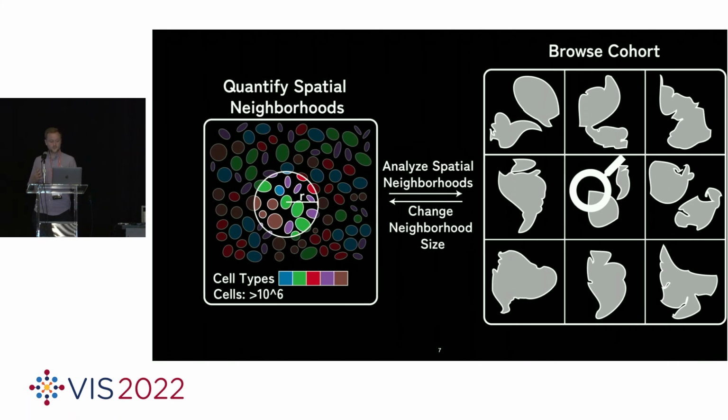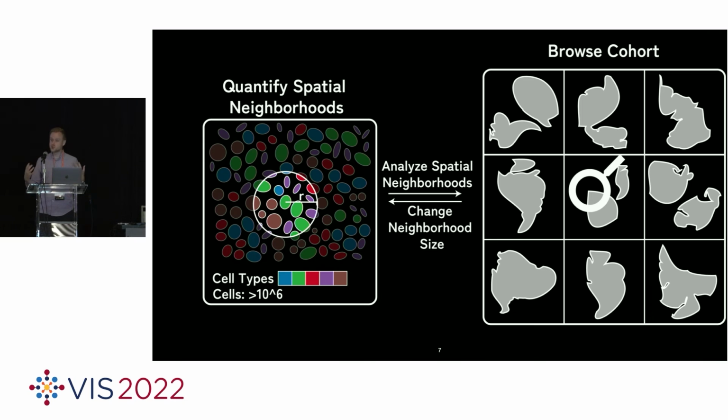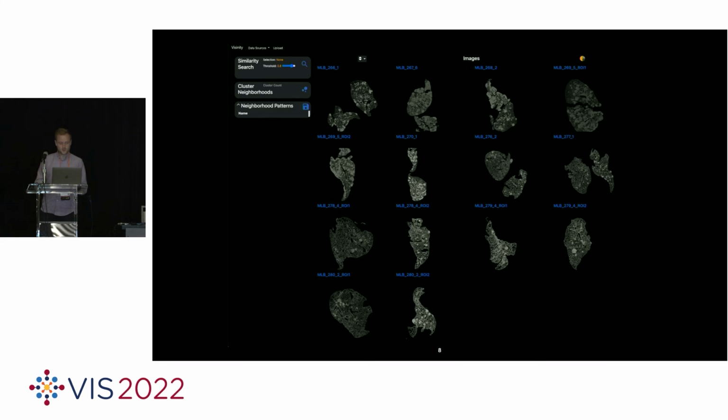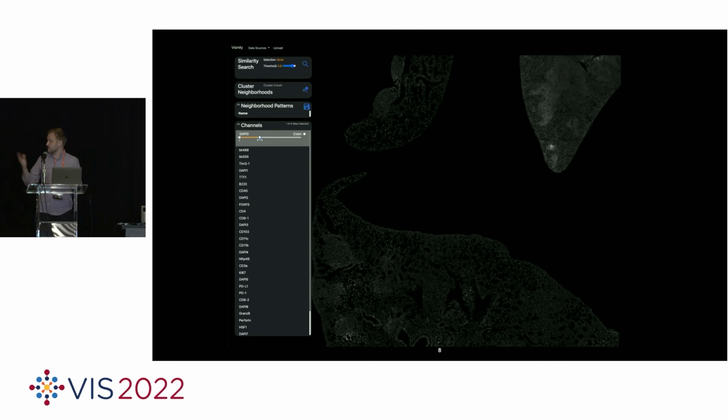So once we've quantified these neighborhoods, which serve as the backbone for a lot of our analysis, a user will then move on to browsing all of the tissues in their cohort. And I'll now show the system we designed, which is called Vicinity. So a user begins with an overview of all the tissues in their cohort. They can zoom and pan around the tissues to get an idea of their morphology. And if they're interested in investigating in a little bit more detail, they can dig into an individual tissue and investigate further.